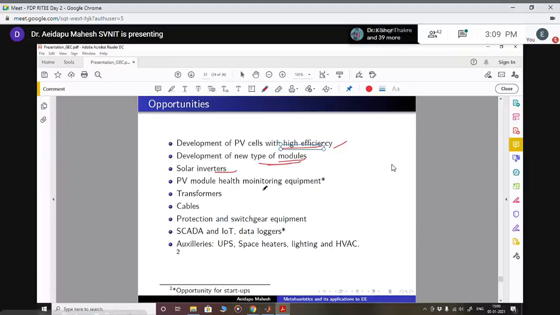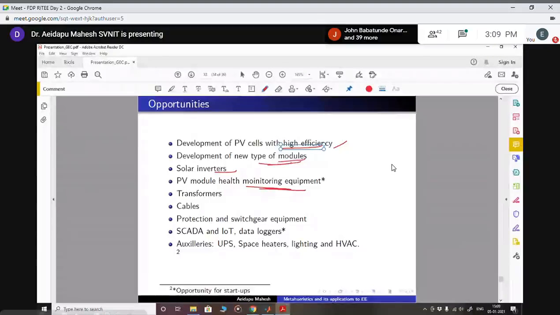And this is one of the very important areas, PV module health monitoring equipment. This is where you can work seriously, because for a 1 megawatt plant, you usually require about 4,000 PV panels. So if let's say I have a 10 megawatt plant or 100 megawatt plant, you can imagine how many PV panels there are and how big the area is going to be.